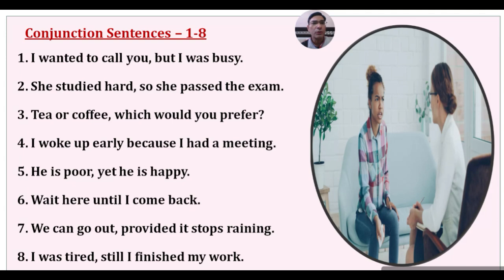Now, the first sentence. I wanted to call you, but I was busy. So, but is a conjunction here. She studied hard, so she passed the exam. Now you see, when there is a comma using the coordinating conjunction or subordinating conjunction, there is a pause, right?